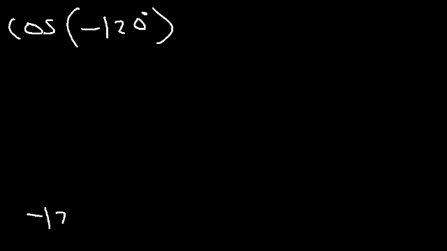Now what should you do if you have a negative angle? So let's say if you want to evaluate cosine negative 120. What's the answer? If you have a negative angle, simply add 360 to it to make it positive. So negative 120 plus 360 is positive 240. So that's the positive coterminal angle of negative 120.